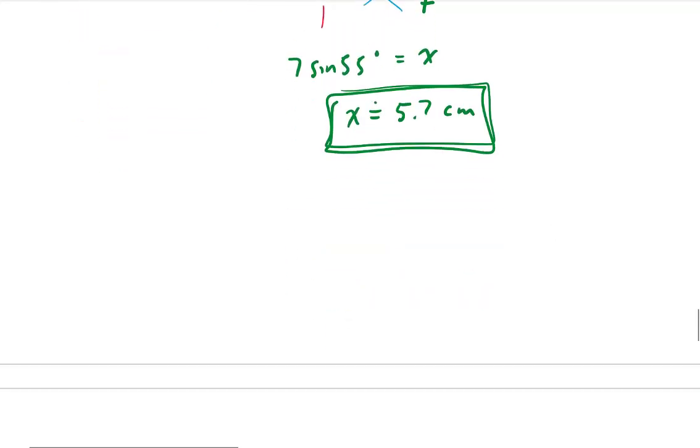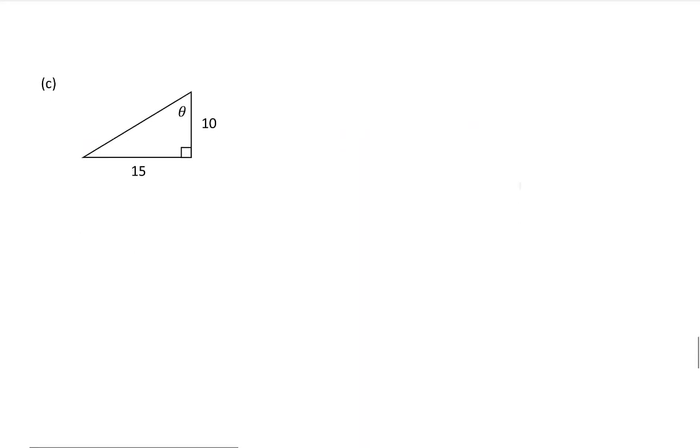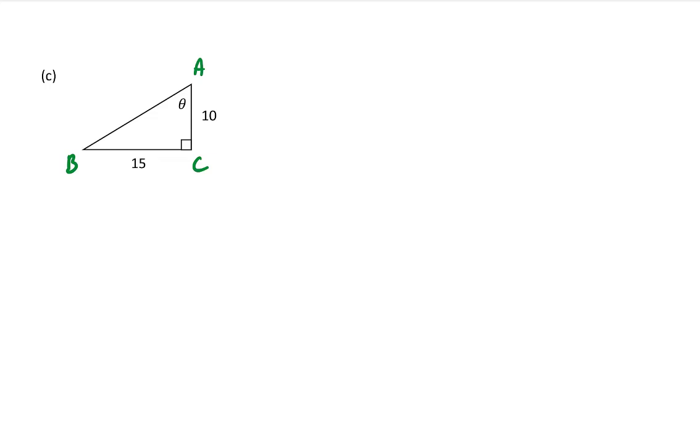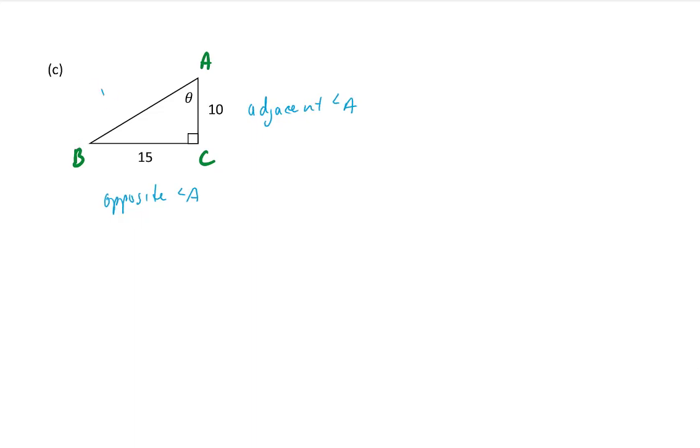Let's try one more. This time, I have an angle that I want to solve for. So let's call this A if you like, B and C. I have two side lengths that I know. So this is opposite angle A, and this one must be adjacent to angle A because it's right beside it, and we know that's not the hypotenuse. Here is our hypotenuse. But we don't know the hypotenuse. We only know the adjacent side and the opposite side.